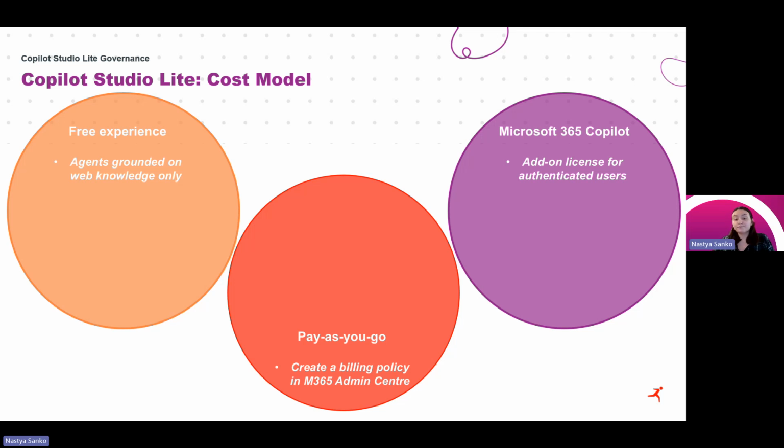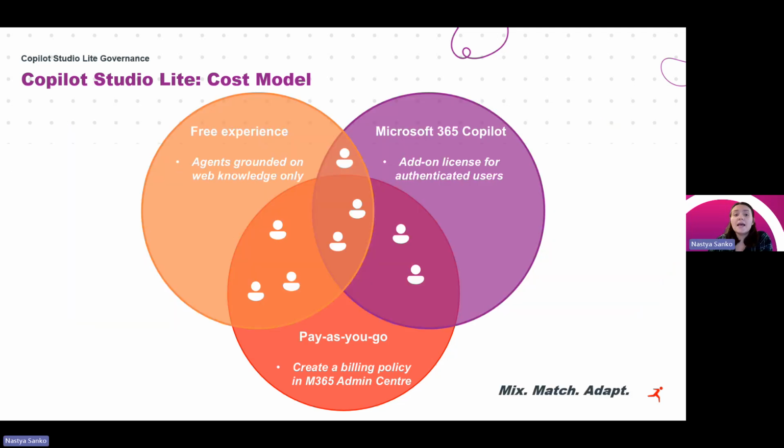So some of the end users are not going to have a Microsoft 365 Copilot license, but you still might have really useful and impactful agents that you want to be used across the whole organization, and that's where you can use the pay-as-you-go billing plan to apply it just to particular agents on your tenant. The reality, though, is that you don't have to choose just one costing model and stick to it.